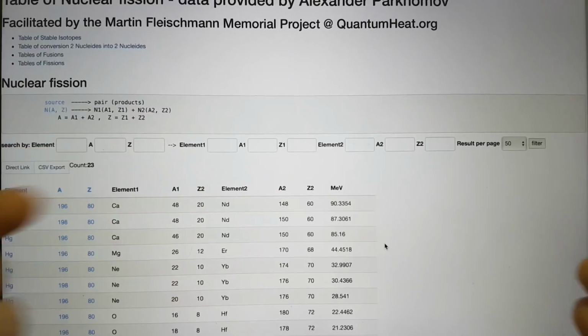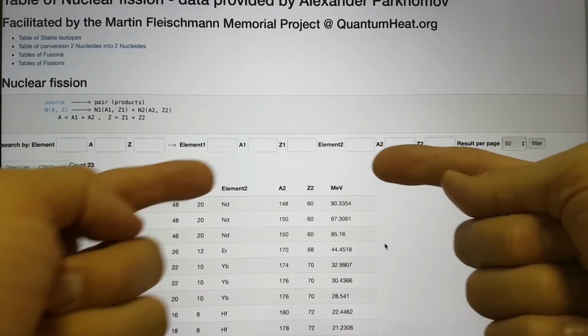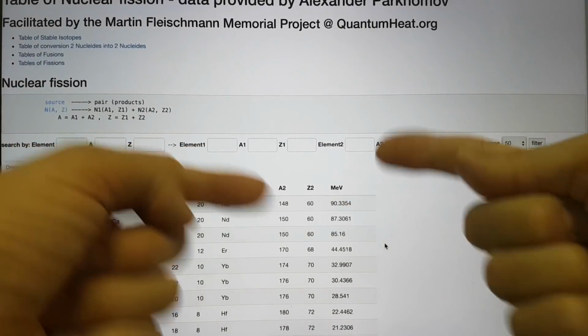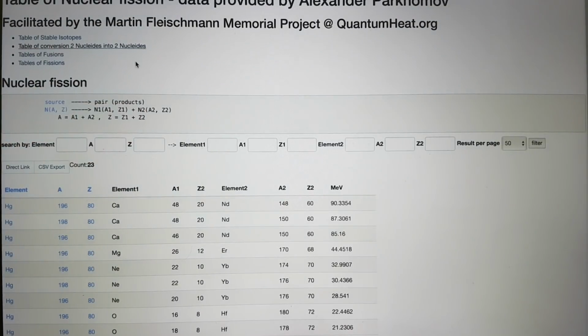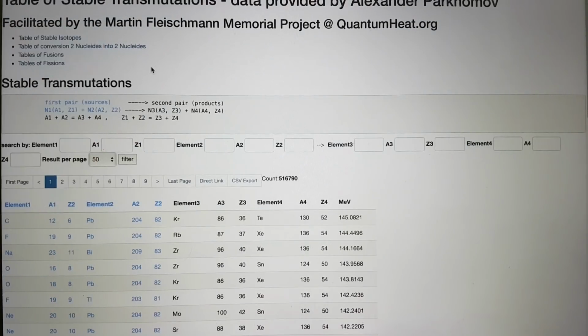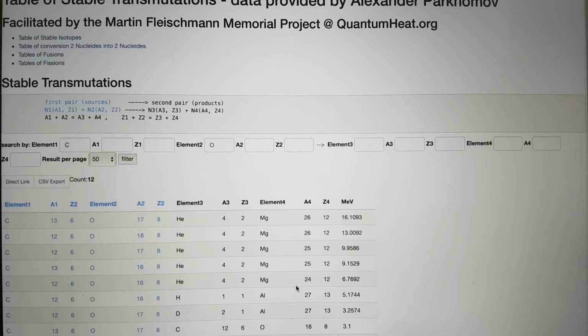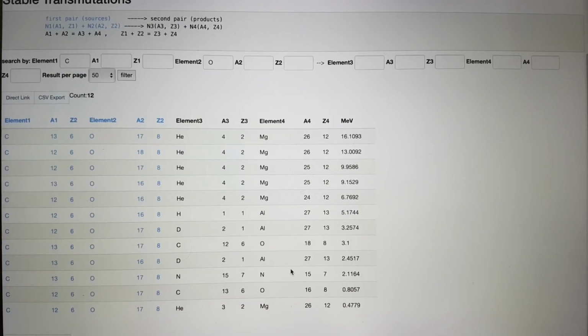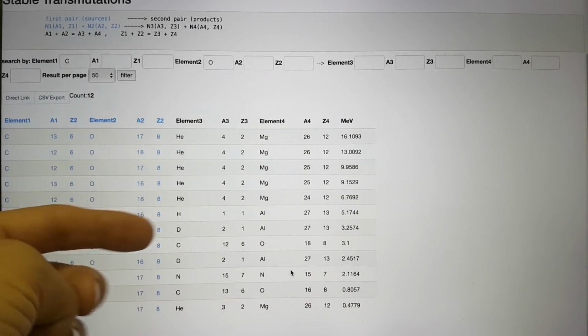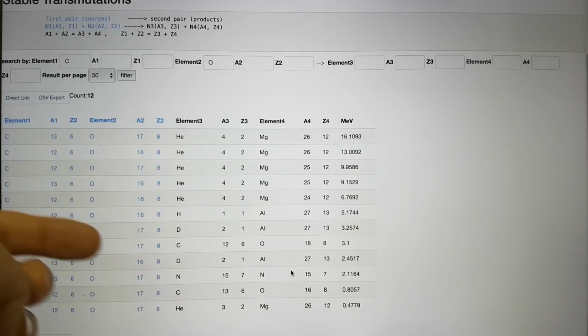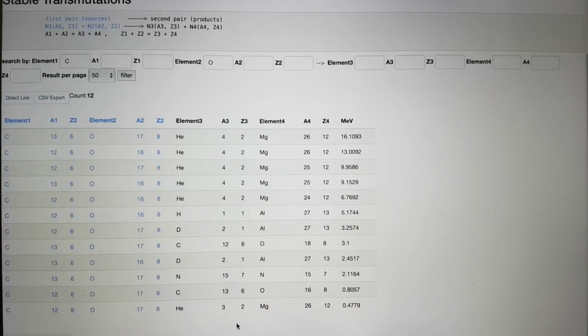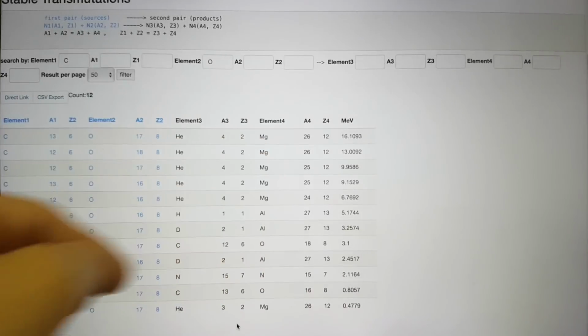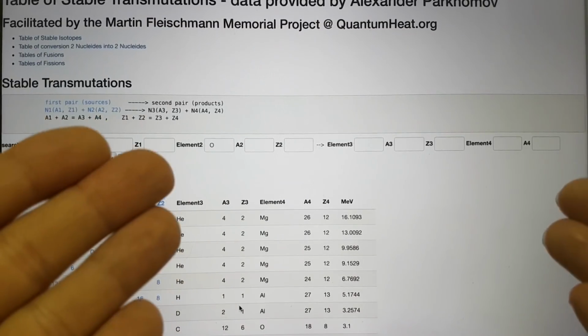You can type in your A and your Z numbers, constrain things by putting element at 1, element 2. Likewise with two nuclides. So for instance, if we have carbon and oxygen here, and we fuse those, this gives us our various options that we can get here: helium, magnesium, hydrogen, aluminium, carbon, oxygen, with a shift in isotope, and so forth with the relative energies. So really this is incredibly powerful.